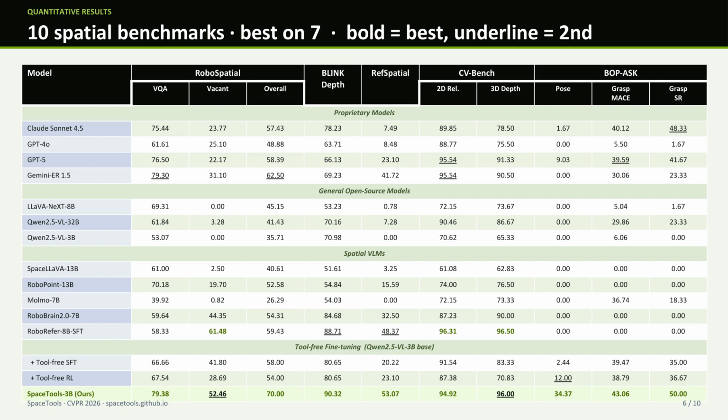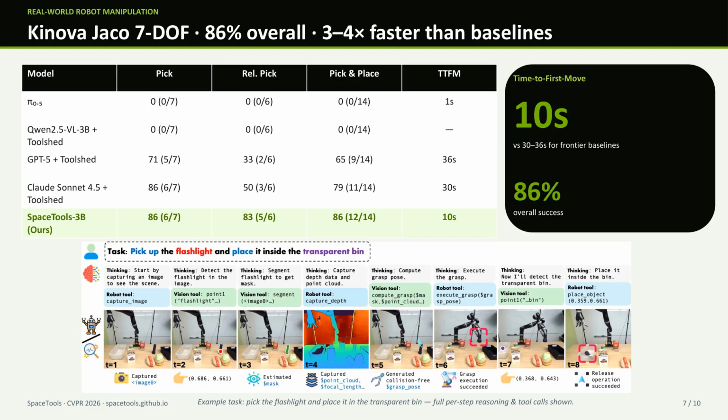The tool-free fine-tuning rows show that vanilla SFT/RL on the same base model loses 12-16 points versus DIRL. On real-world manipulation, SpaceTools matches or beats Claude 4.5, a much larger frontier model, while responding 3 to 4 times faster. Pi 0.5 and Zero-Shot Qwen fail outright. The strip at the bottom shows a single task end-to-end. SpaceTools picks the flashlight and places it in the transparent bin, with the per-step tool calls and reasoning visible.